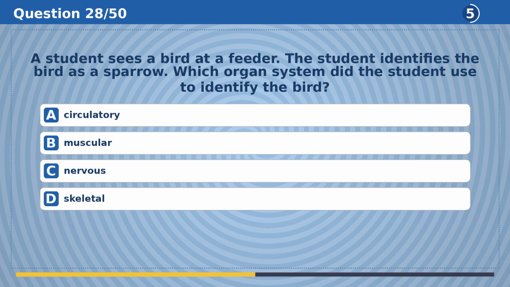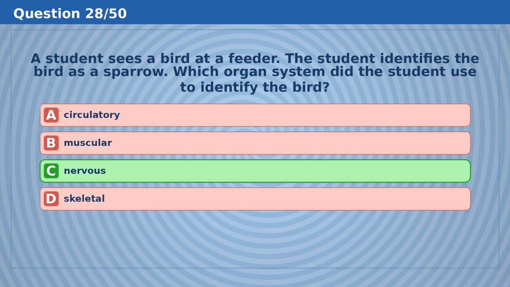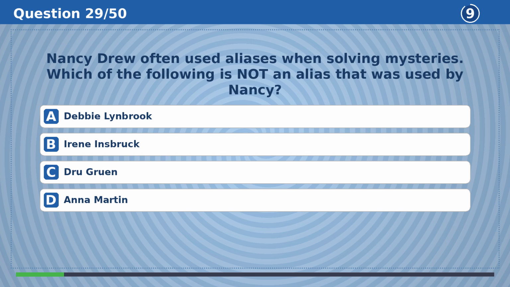A student sees a bird at a feeder. The student identifies the bird as a sparrow. Which organ system did the student use to identify the bird? The answer is C. Nervous.